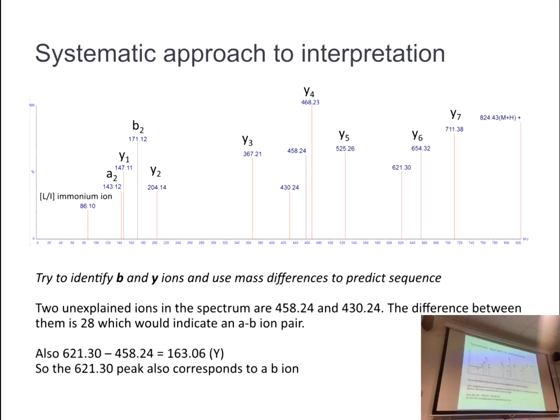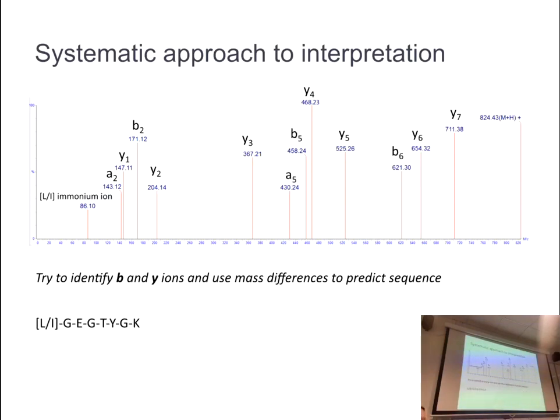And then we've got a few unexplained peaks. If we look at the 458 and the 430, there's a 28 Dalton difference, which would give us a hint that it's a B-A ion pair. The same with the 621 peak, which would correspond to a B ion. And then basically you just finish. Now you've annotated everything.